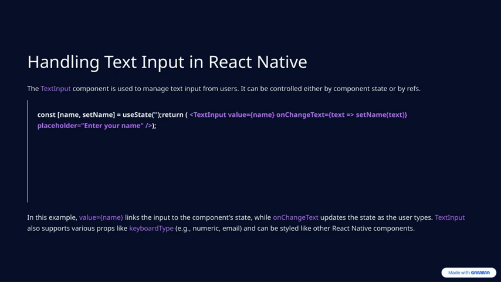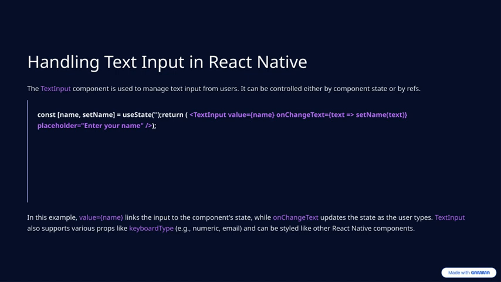You see, we initialize a state variable called name and then connect it to the TextInput's value prop. This means that whatever is in the state will appear in the input field. When the user types, the onChangeText prop updates the state with the new input, keeping everything synchronized.